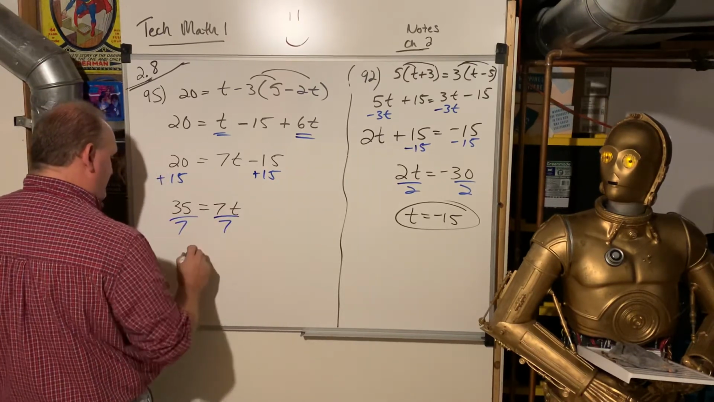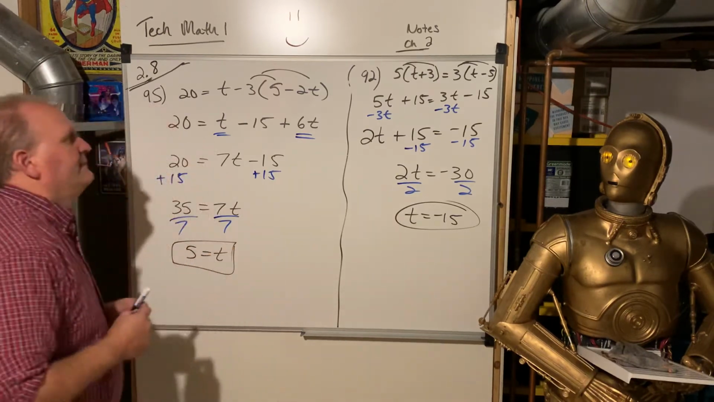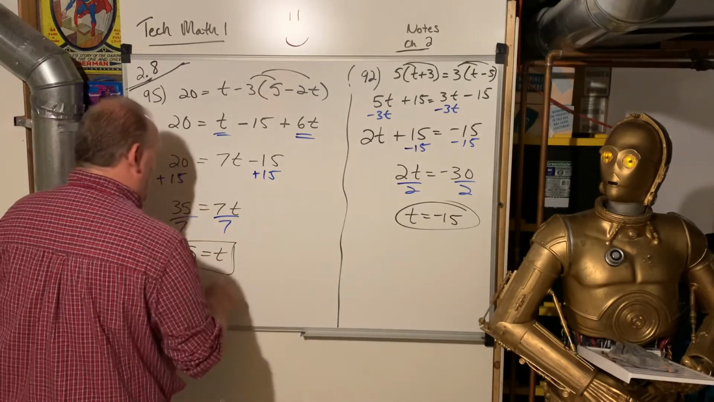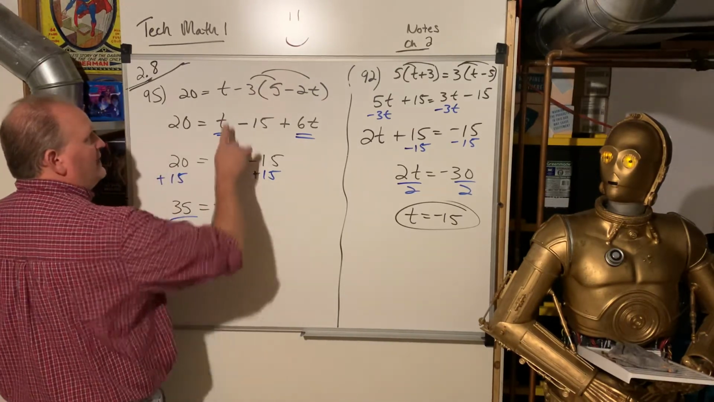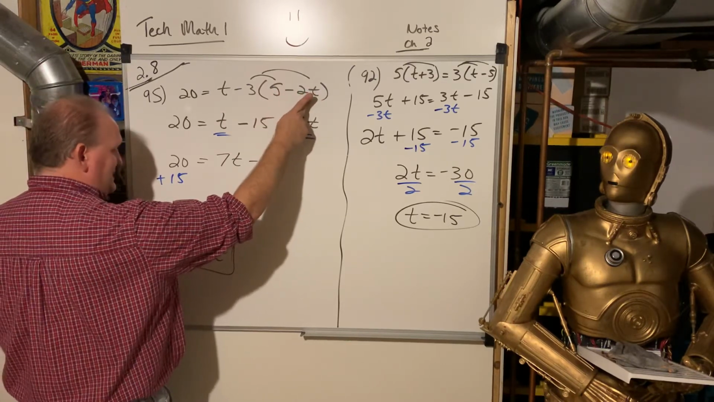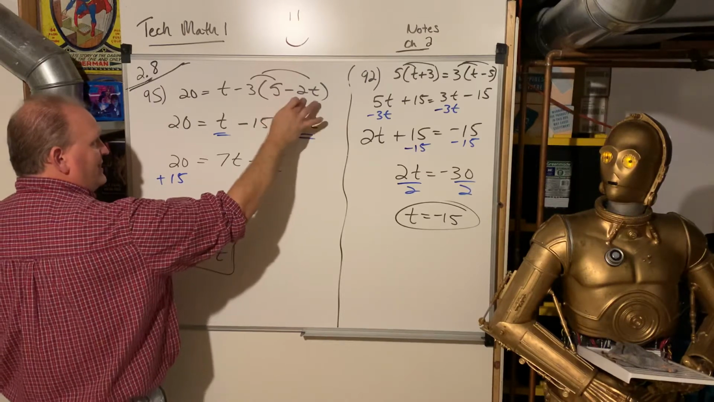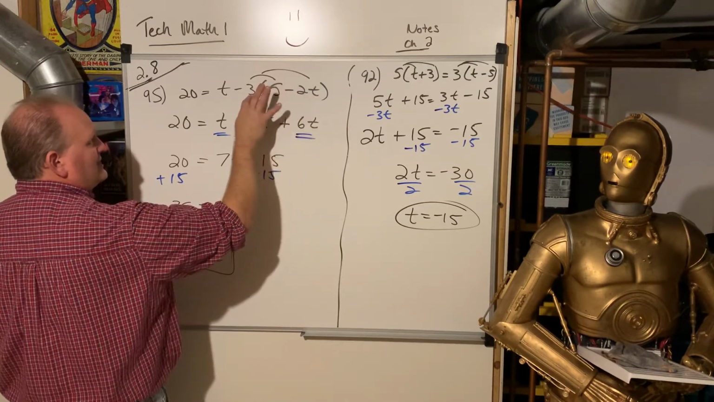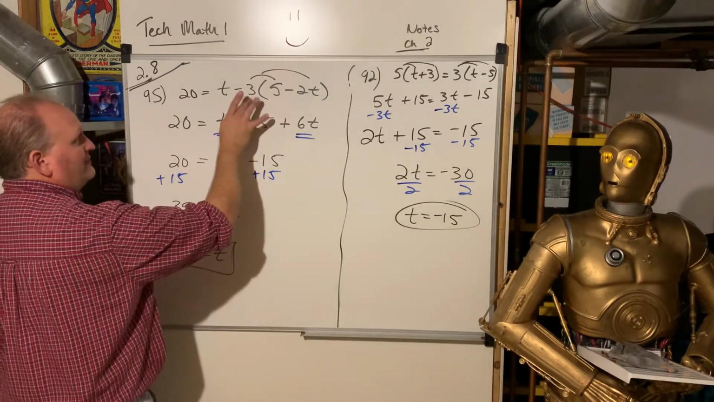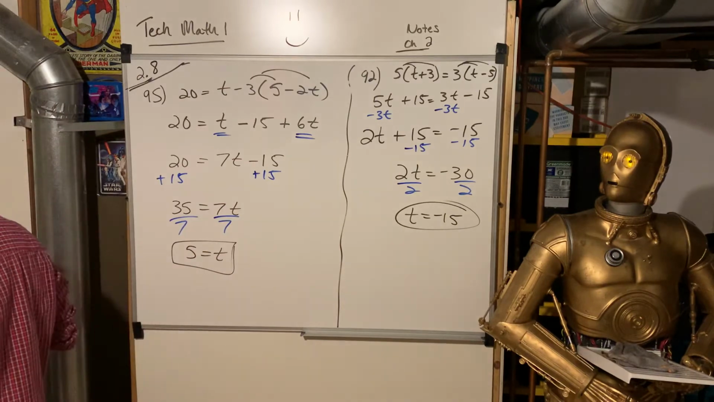So 5 is equal to t. And again, when I say you can sub in and check, you can pop that 5 right there and right there. So look, 5 minus 10, because 2 times 5 is 10. So 5 minus 10 is negative 5. Negative 5 times negative 3 is positive 15. And then 5 plus 15 is 20. So you can always check it back.